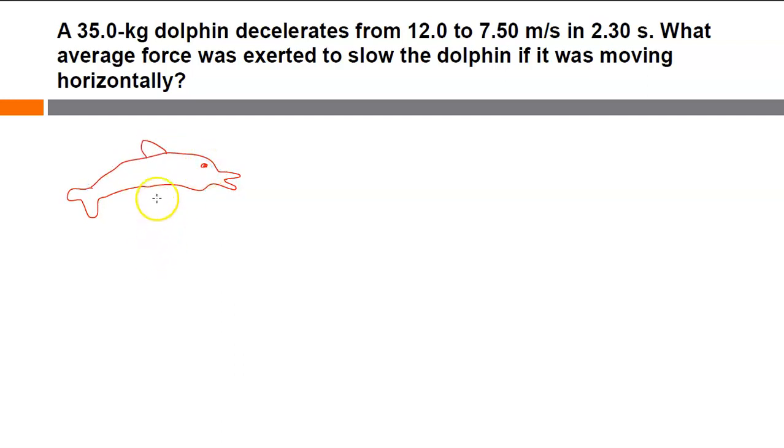That's not too bad, I guess. And it says that at the beginning he's moving 12 meters per second. You know what? I don't want to draw that. There's the dolphin, and 7.5 meters per second in 2.3 seconds. This is looking a lot like a kinematics problem, isn't it? Okay. What average force was exerted to slow the dolphin down?